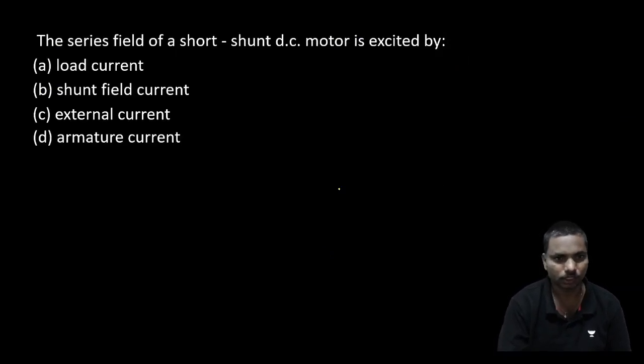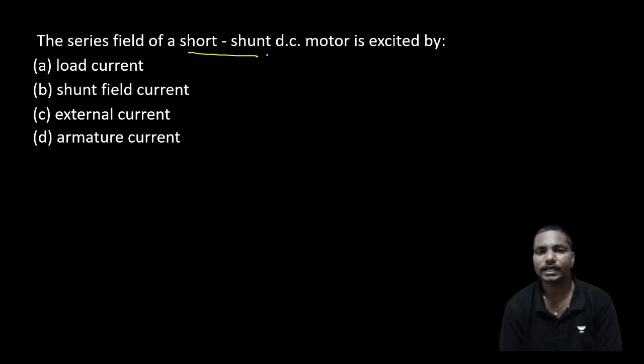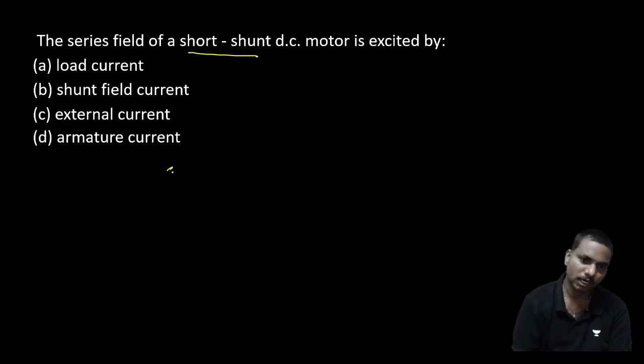Coming to the next question: the series field of a short shunt DC motor is excited by dash. What is the short shunt and long shunt? If the shunt field winding is connected as short, then that is a short shunt. If it is connected as long, then that is a long shunt. So let us take a short shunt.